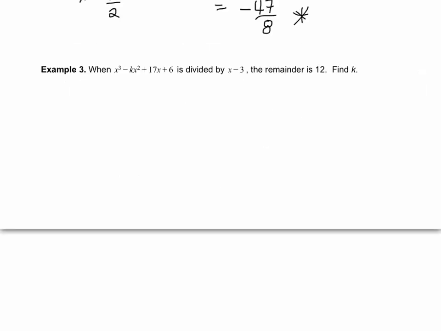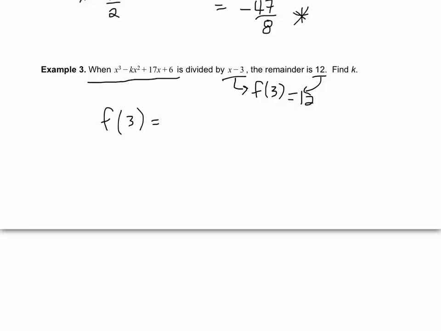Our last example is a little bit trickier and is kind of like a tips type of question. It asks us, when x cubed minus kx squared plus 17x plus 6 is divided by x minus 3, the remainder is 12. We need to find our k value. This is telling us that if we sub in f at 3, then our remainder is going to be equal to 12. So let's set this up.